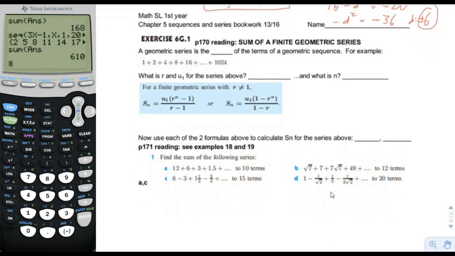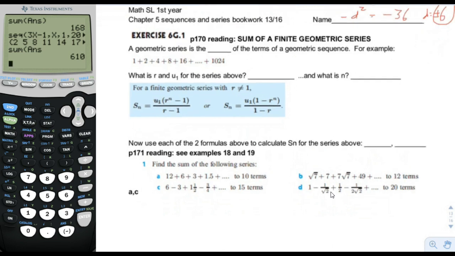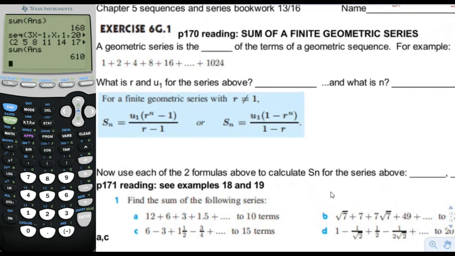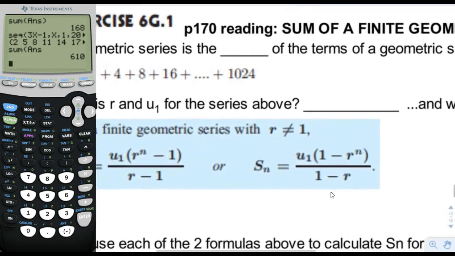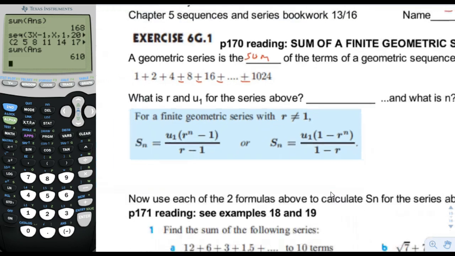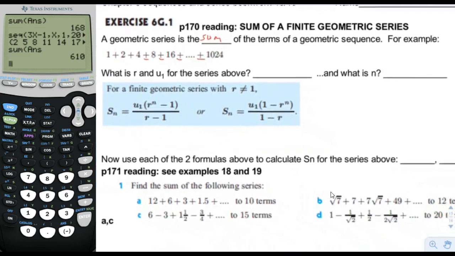Here we are on page 13 of sequences and series. A geometric series is the blank of the terms of a geometric sequence. So remember that a series is a sequence with addition in it. When you add all the terms together in a sequence, you're talking about a series. So it's the sum of the terms of a geometric sequence.